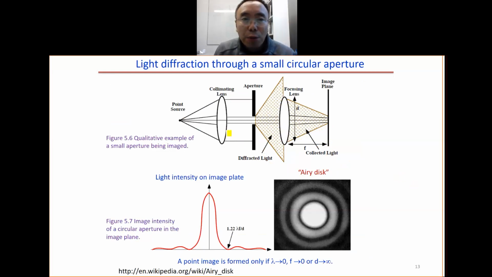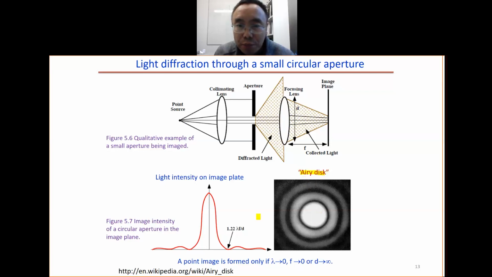So ideally, when we have the point source, after the two lenses, it will also become a point source. This is the parallel light. When the plane wave comes onto the lens, it will form a single spot. But in reality, because of the diffraction, the light here is not a geometrical zero-dimensional spot. It is a pattern. This is called the Airy disk.